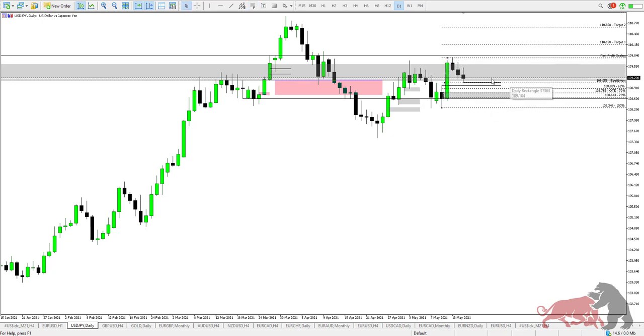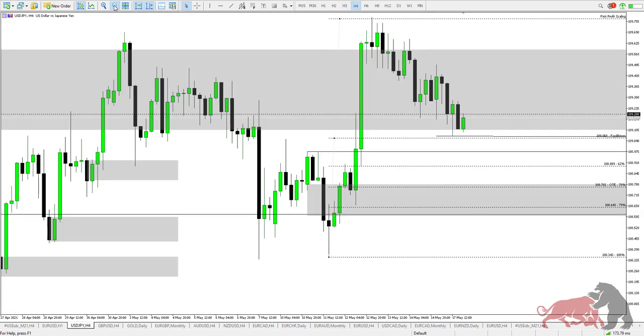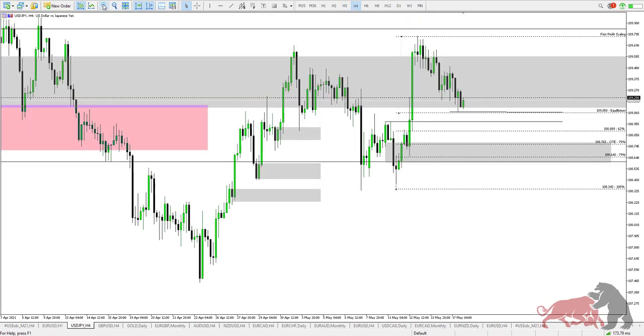Expect price to find resistance once it closes the fair value gap and trades around 108.889. Expect price to find support and bounce to the upside in this range. This is the move that I'm anticipating on USD JPY this week. I'm expecting the yen to find support on the downside and then trade higher.